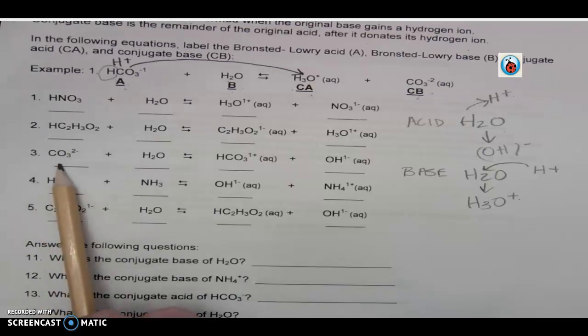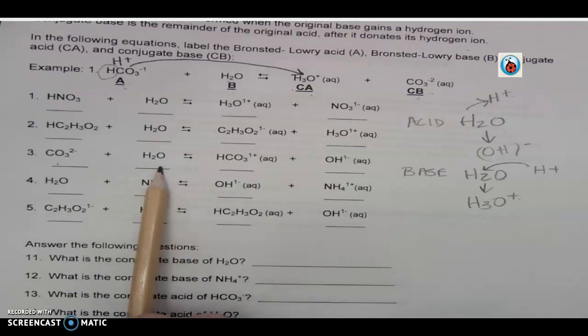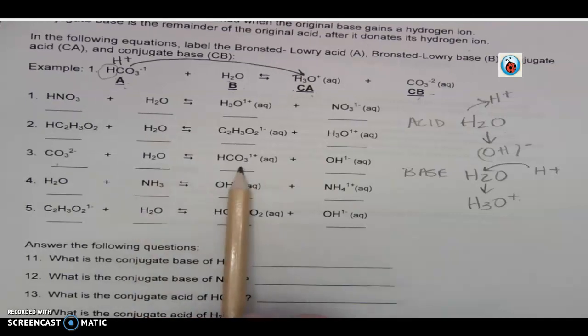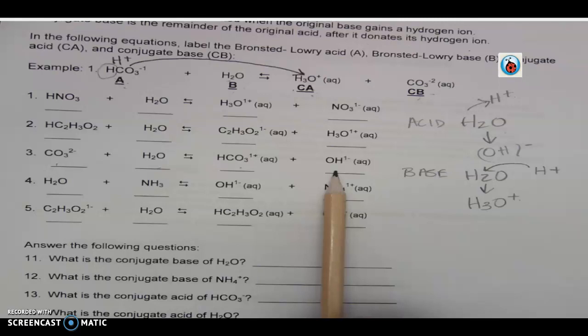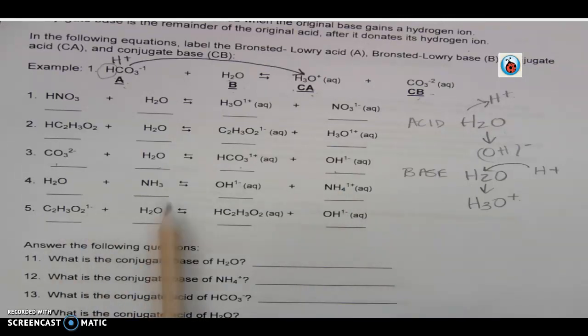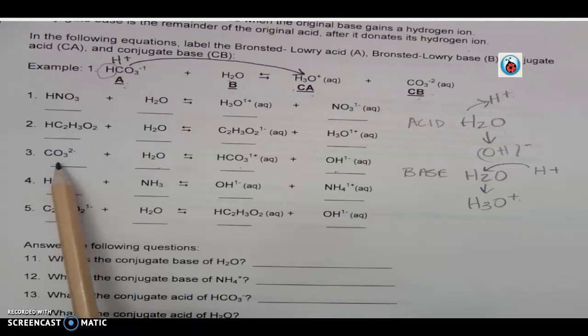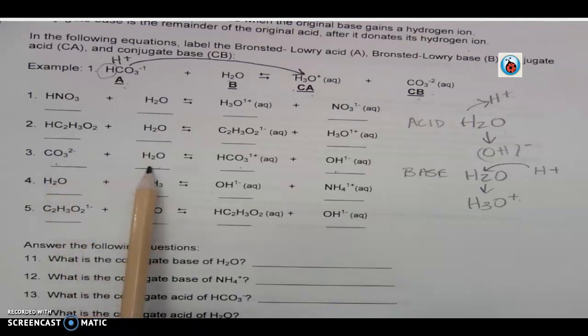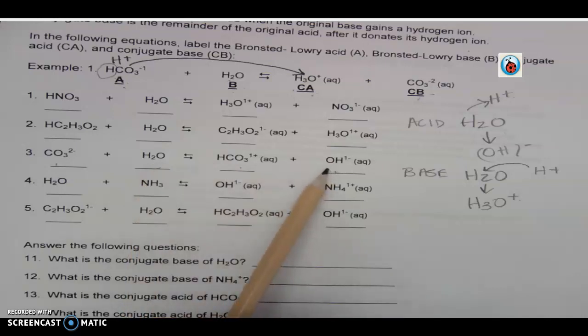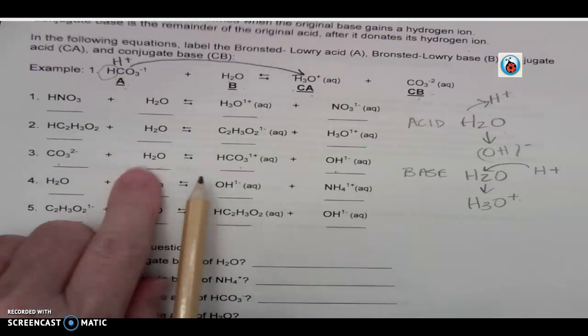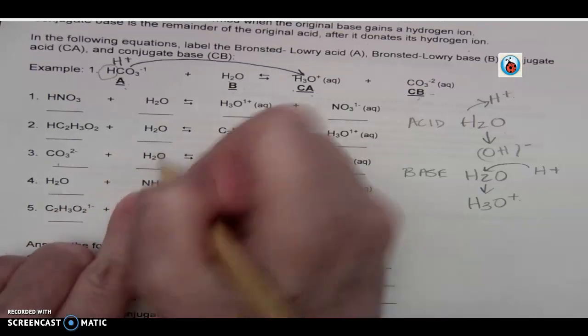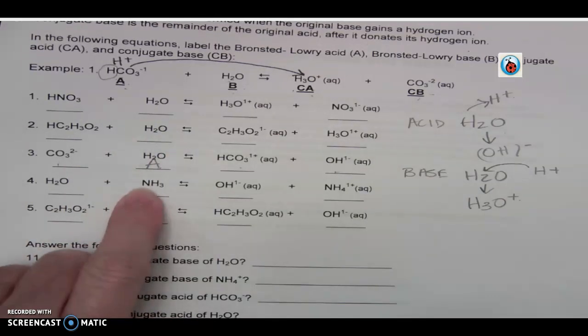Okay, let's look at number 3. We've got CO3 -2 plus H2O produces HCO3 with a -1 charge and this OH with a -1 charge. So what happened? Who gave away a hydrogen? Well, let's look at our reactants. Notice this guy doesn't even have a hydrogen, so he cannot be the acid. Let's look at the water. Here's H2O. What's left of it on the other side? OH. So that means this water gave away one of its hydrogens. So that makes it the acid.